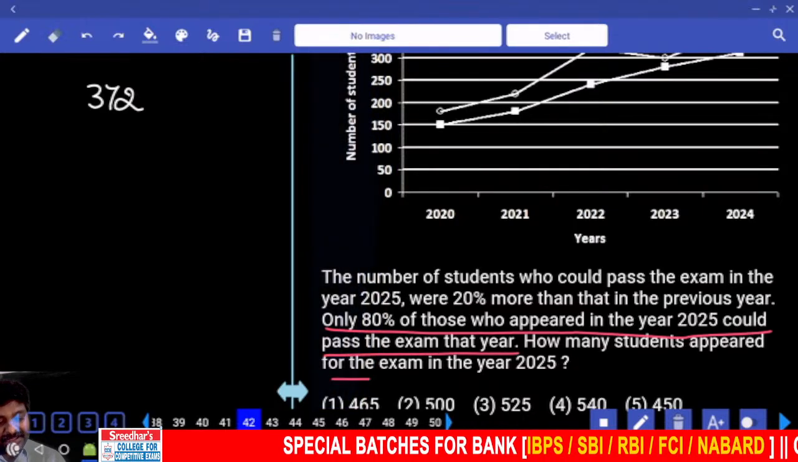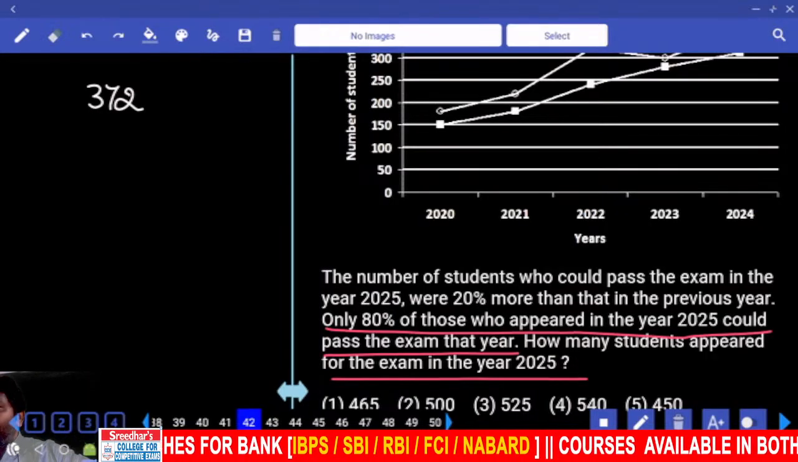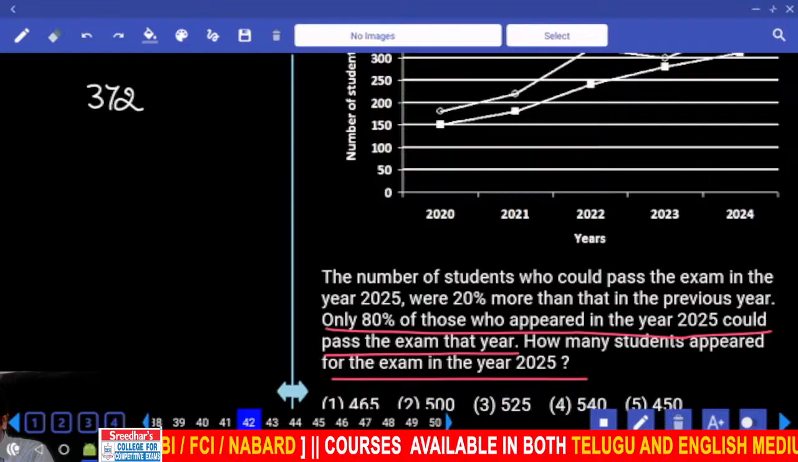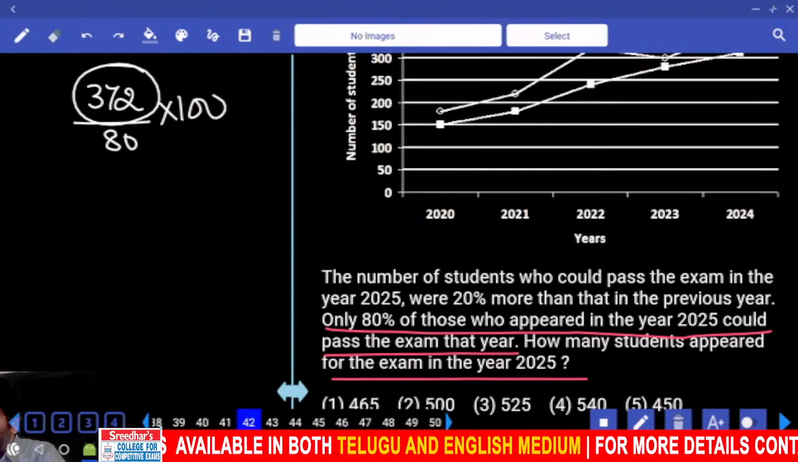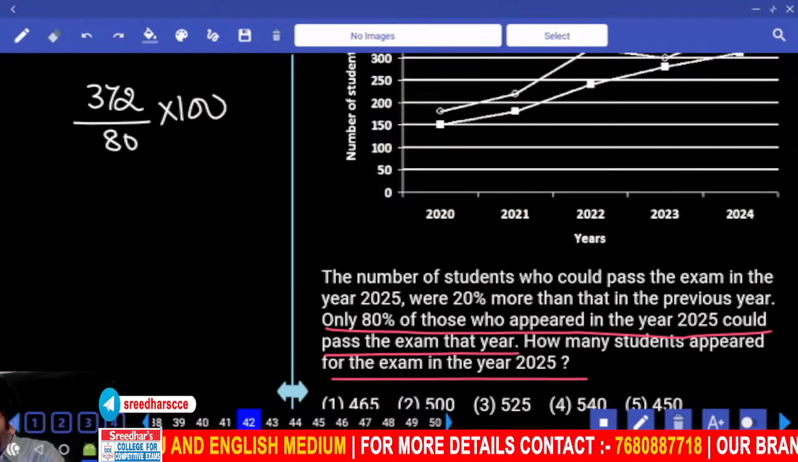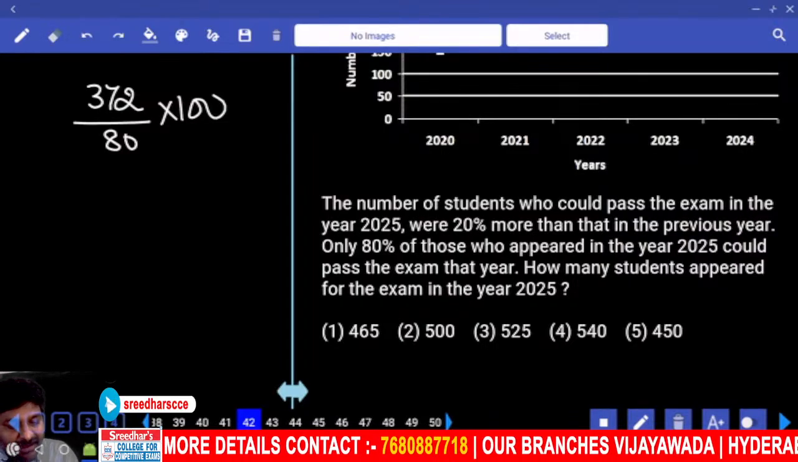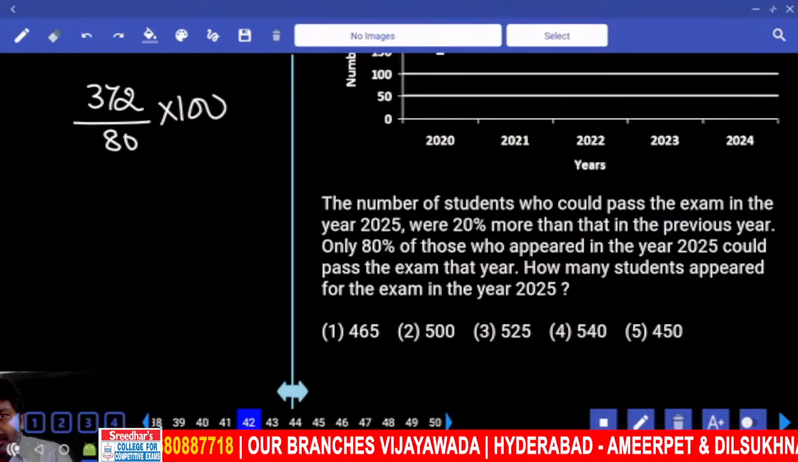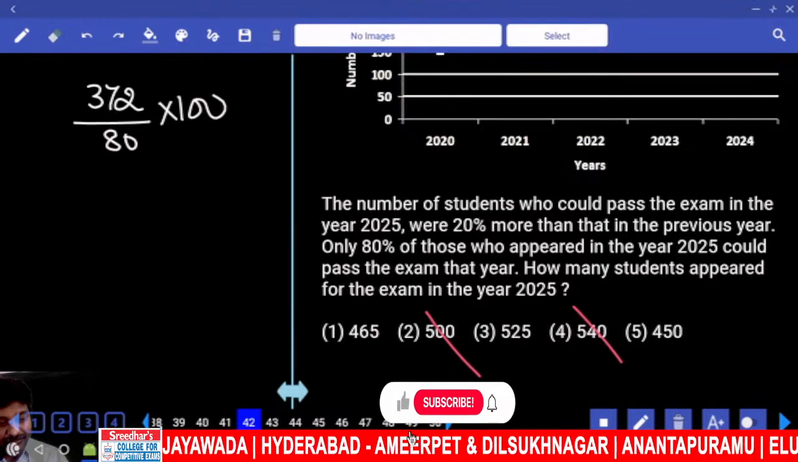Only 80% of those who appeared for the exam in 2025 could pass the exam. How many students appeared for the exam in this year 2025? Appeared people are 100%, passed people are 80%. The numerator is a multiple of 3. Is it a multiple of 9? Is your denominator a multiple of 3? Then the answer must be a multiple of 3. Can it be the first option? Second, third, fourth? No. Perfect.